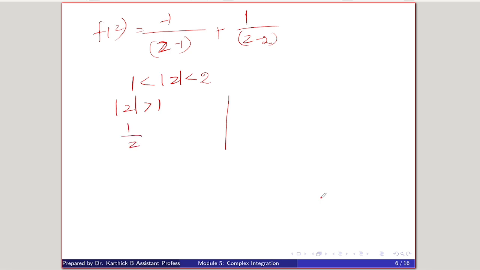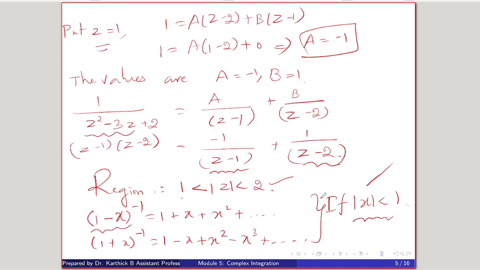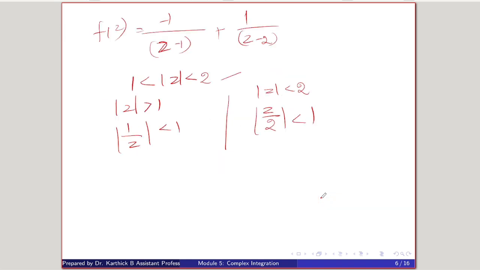If I divide on both sides by 1, then I will get 1 by 1, it will be 1. And here mod z less than 2. So it has to be less than 1. So if I divide it by 2 on both sides, I will get the value 1. So according to the binomial expression, the second term x should be less than 1. So according to the given region, I am getting 1 by z is less than 1 and z by 2 is less than 1. So we have to change it into the form that satisfies the given condition.